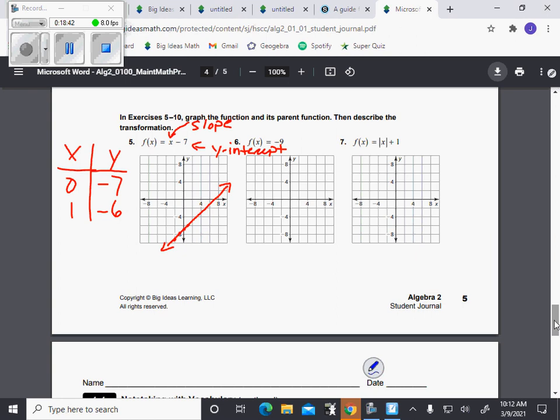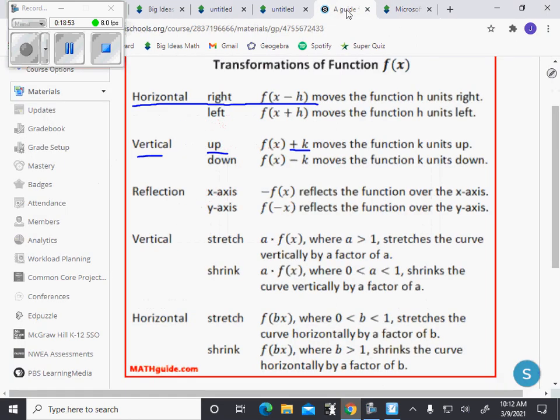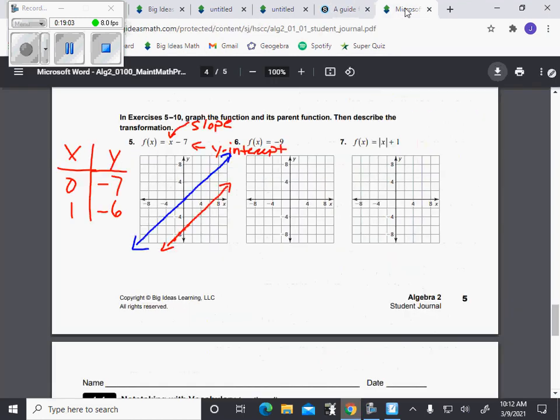What is my parent function? Well, it goes right through the origin. It goes up 1, over 1. So how does this graph move? Well, if you need to, go back here. We have f of x minus k, so it's a vertical shift down however many movements k is. So down 7. That's what we'll say, down 7.